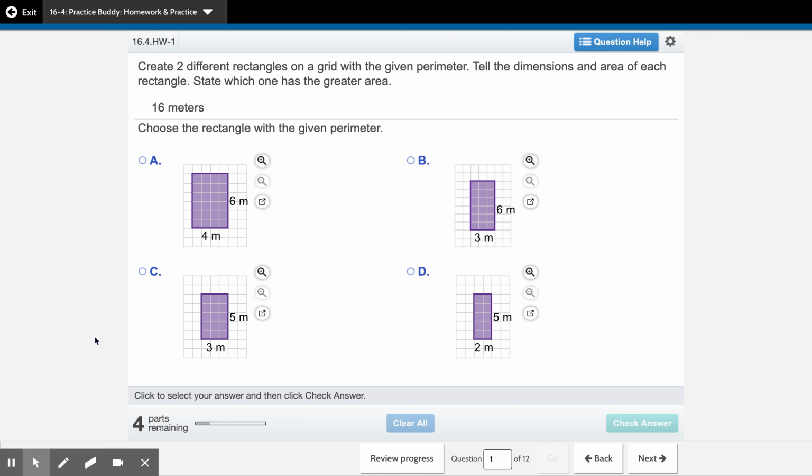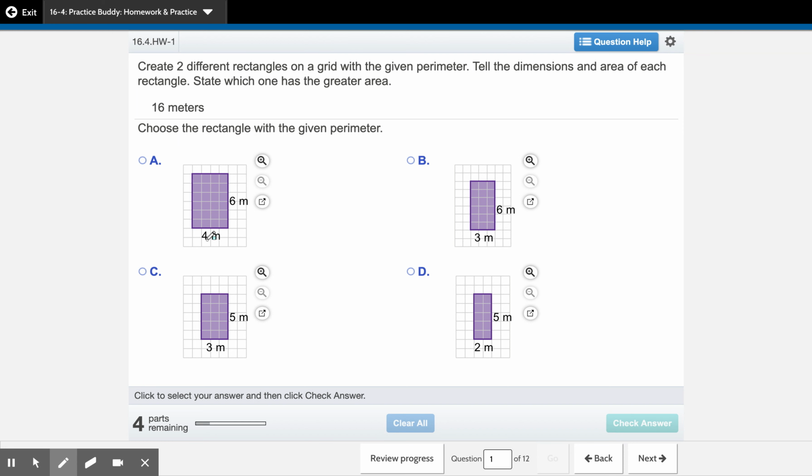So this wants us to create two different rectangles on a grid with a given perimeter. Tell the dimensions and area of each rectangle. State which one has the greater area. So it wants us to choose the rectangle with the given perimeter. So we're looking for a perimeter of 16. So there are two ways you can do this. You can count the outsides or you can add up the sides.